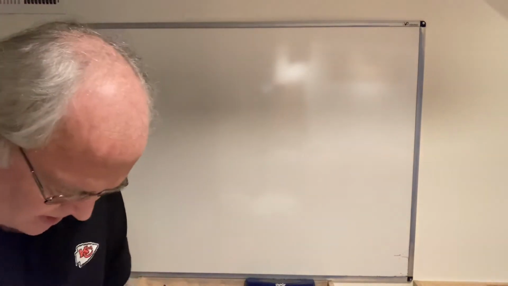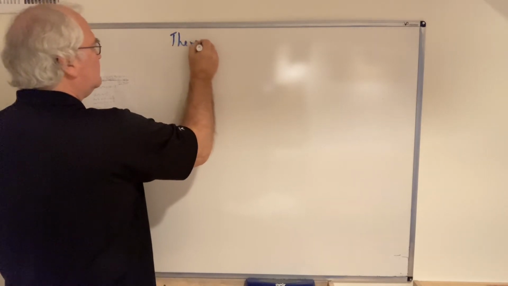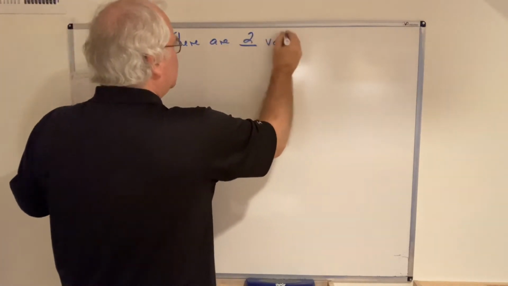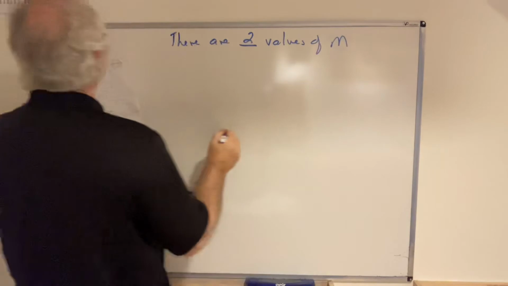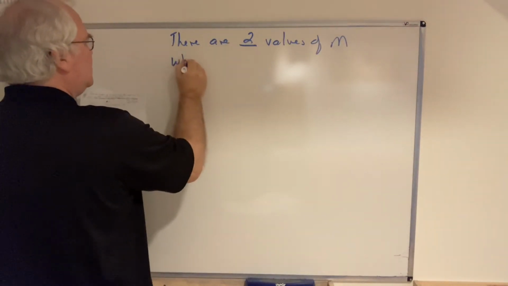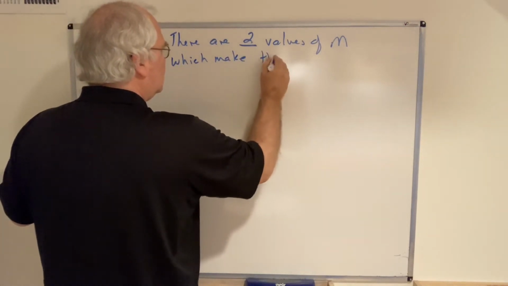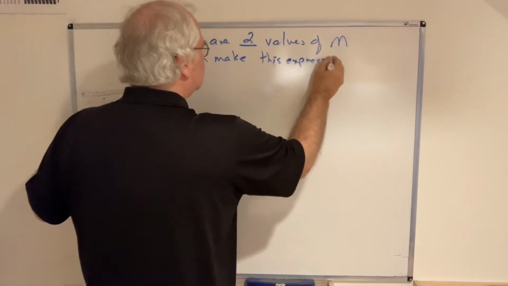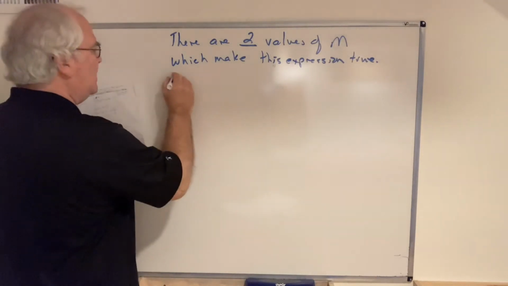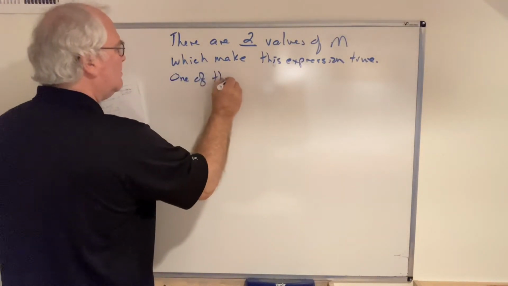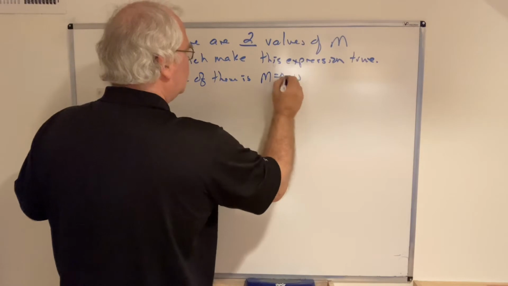And so here is our next one here. Let's see. It says there are 2 values of m which make this expression true. One of them is m equals 0. What is the other?